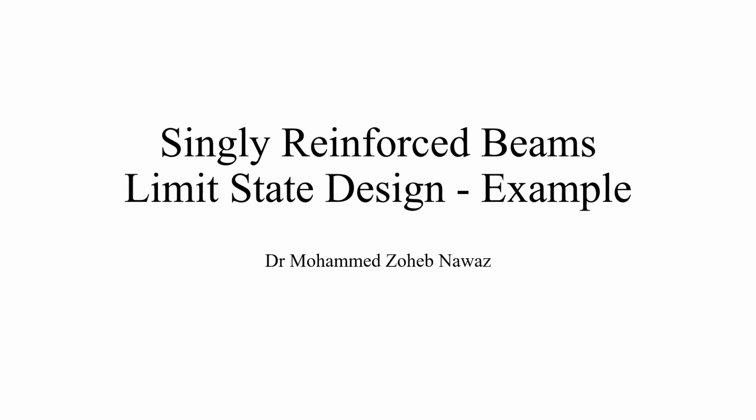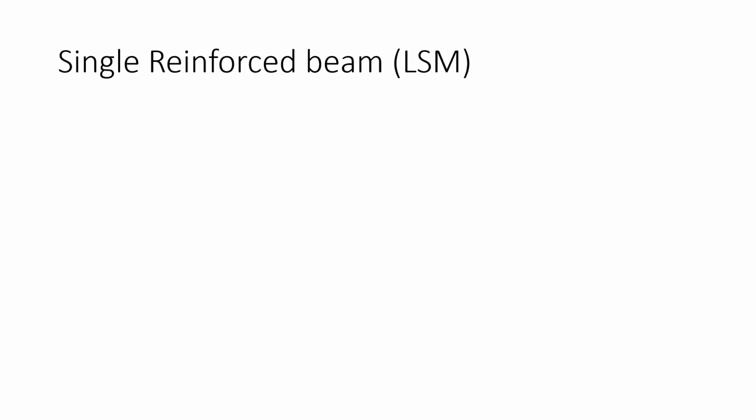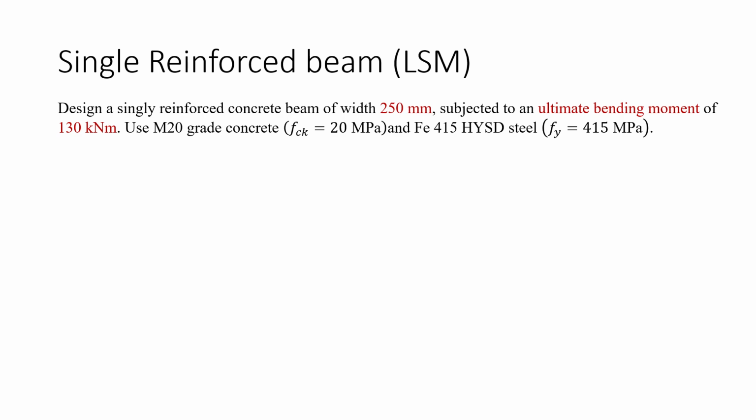Hello everyone. In this video, we'll be solving a problem on singly reinforced beam using limit state design. So this is a design example. So let us take this design example. Design a singly reinforced concrete beam of width 250 mm subjected to an ultimate bending moment of 130 kN meter. Use M20 grade concrete and Fe 415 HYSD steel.